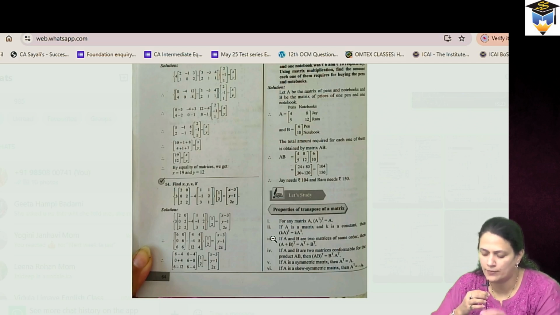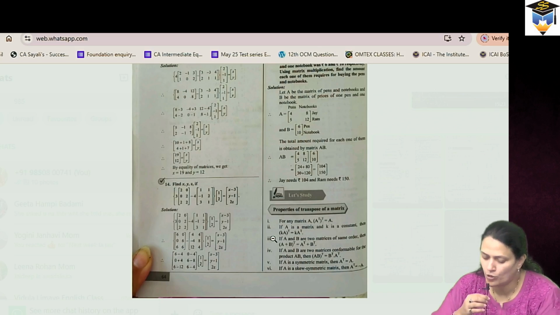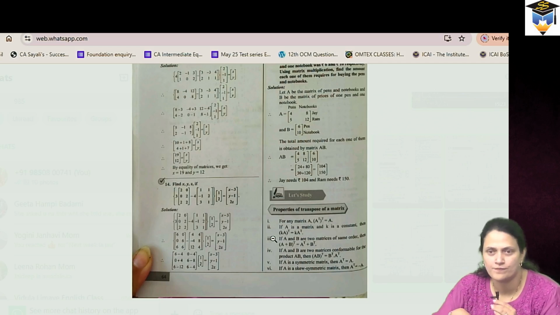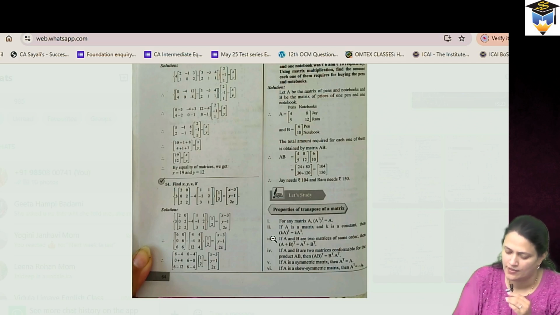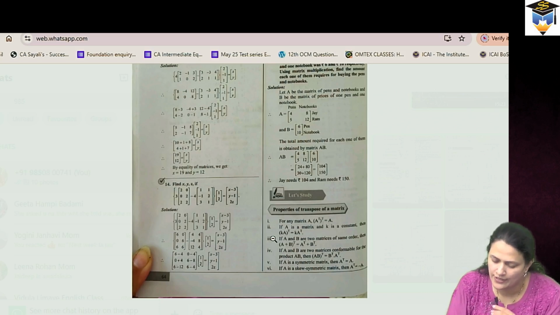So these are all the properties which are important. We have already seen that when a matrix is symmetric, then A^T is equal to A, and when it is skew symmetric, A^T is equal to minus of A. That you already know. And (A plus B) transpose is equal to A transpose plus B transpose. That is the third one. And the fourth one is (AB) transpose is B transpose into A transpose. It's correct. So it's quite easy. So can we start with exercise 2.4?